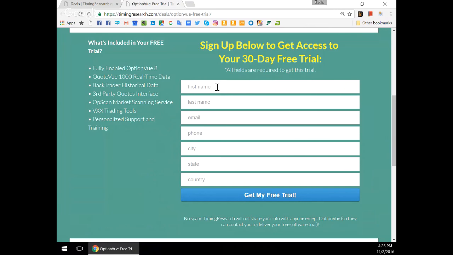And I just want to point out too that this is a 30-day free trial, and that's even more than they actually offer on their website. If you go to the OptionVue.com site, you can see that they actually only offer a 14-day free trial here. So this offer that James and OptionVue are making to Timing Research tonight is very generous. So be sure to go there and fill this out.